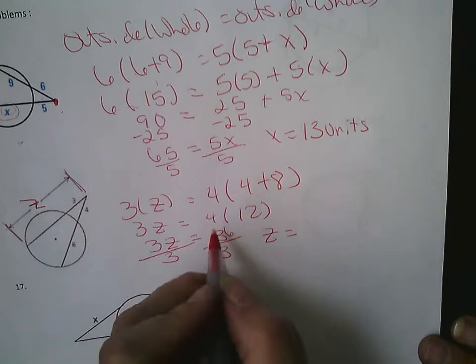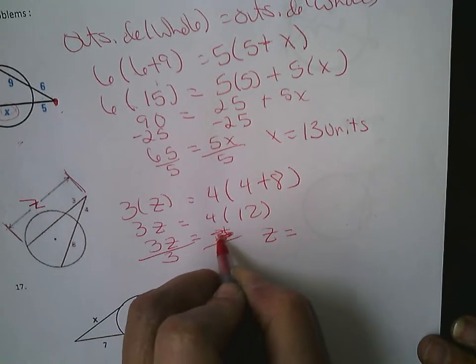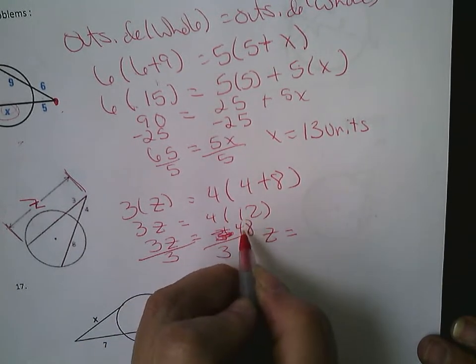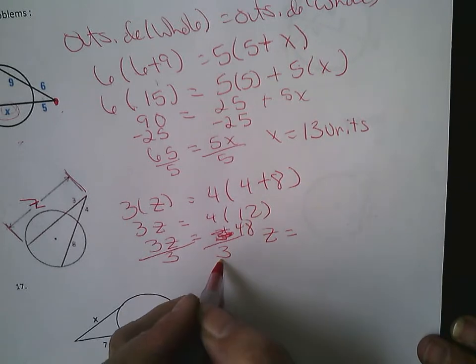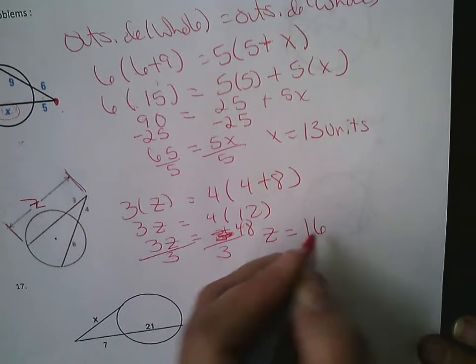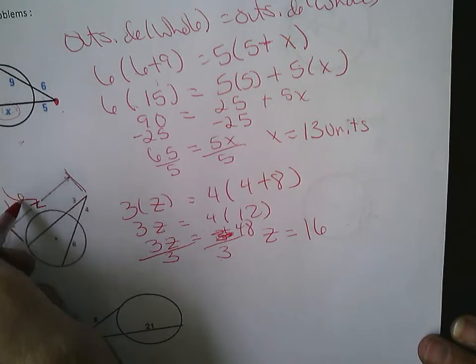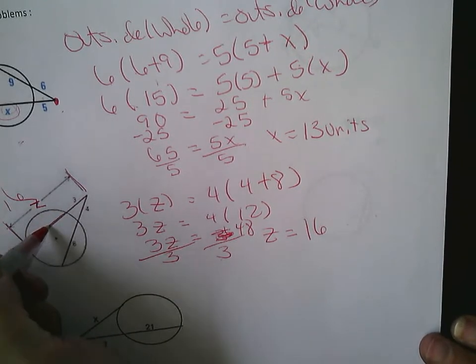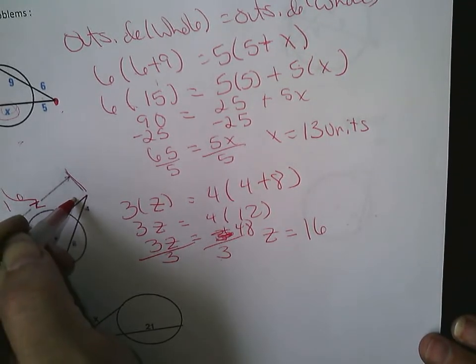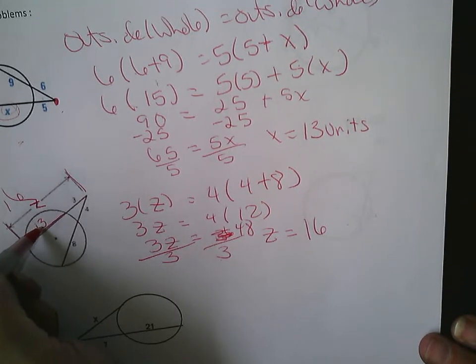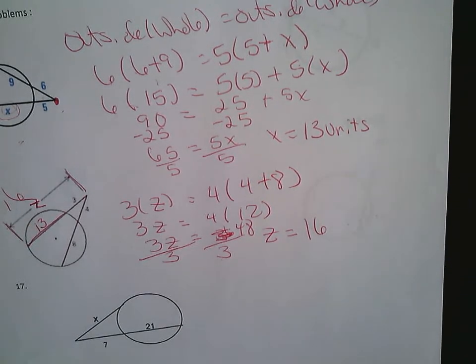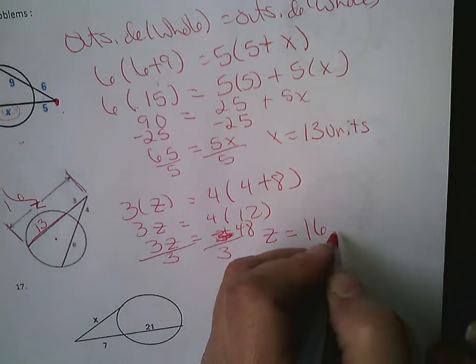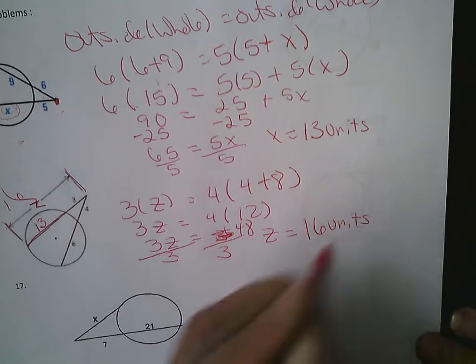Oh, sorry about that. That is 48. 4 times 12 is 48. 48 divided by 3, and there's our 16. So this whole thing is 16. Now, if we wanted this part right in here, we could easily say that this is 3, then this must be 13. That's where the 13 was coming from. So the whole thing is 16 units.